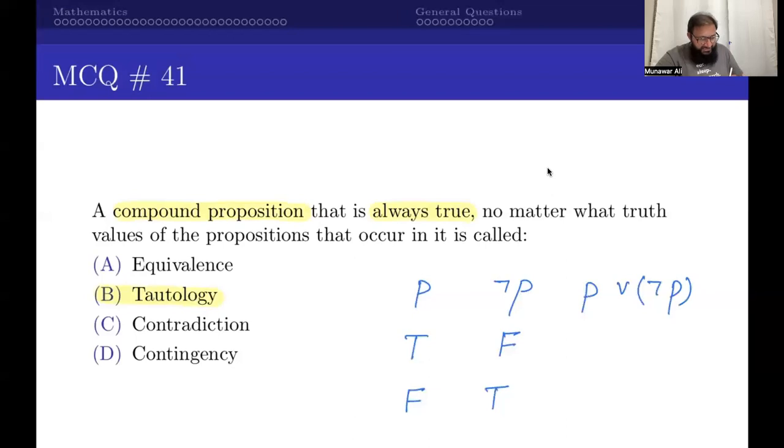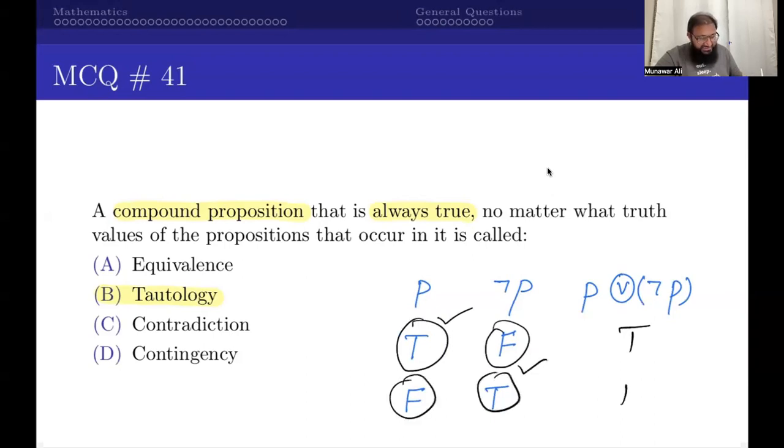And you know very well in this disjunction, if any one of the propositions is true, the result is always true. So you can see among these two, this one is true, so our result is true. Among these two, this one is true, so our result is true. So no matter what, our result is always true. Hence, this is called a tautology. So it is a definition, nothing else.